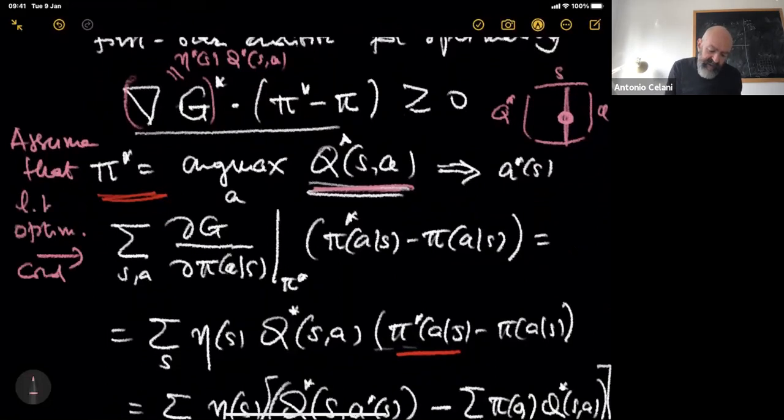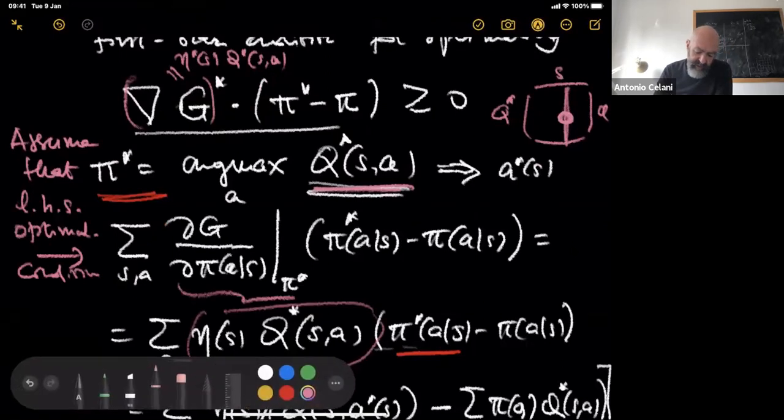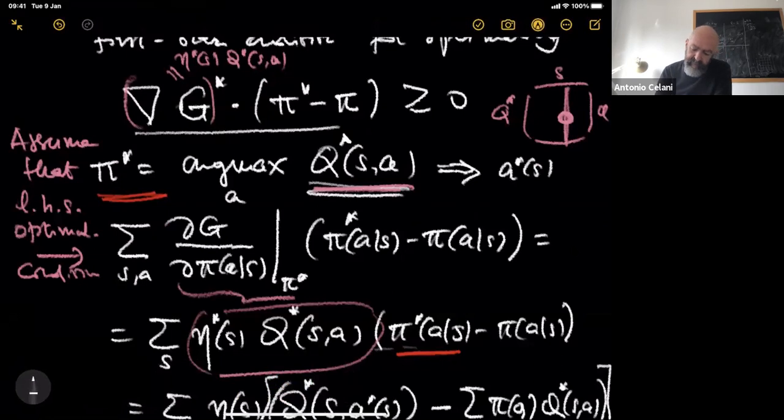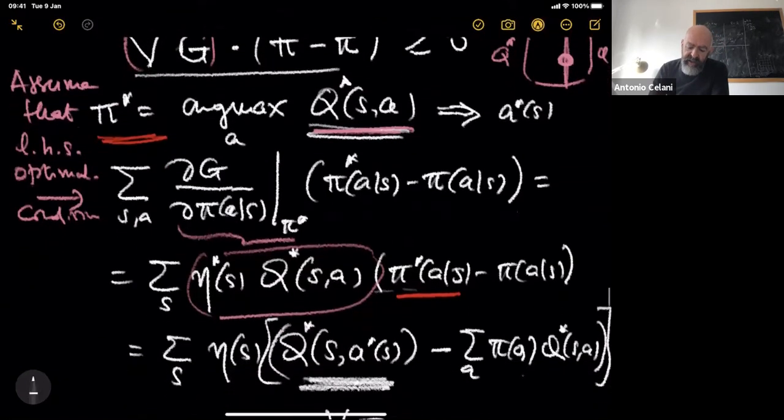So it's the left hand side of the optimality condition. I have to take this gradient, which is this. So this object here is just this. And here there is a star also. And here I have this. Now this pi star must be chosen according to my assumption here. So I have to pick that particular action which maximizes my Q star.